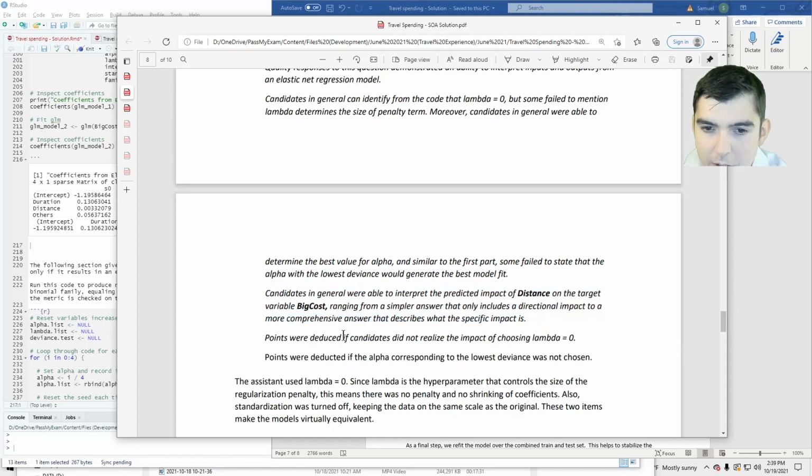Points were deducted if candidates did not realize the impact of choosing lambda equal to 0. That's the part about what the assistant said. Points were deducted if the alpha corresponding to the lowest deviance was not chosen. So this could be different depending on your model, depending on what you did to the data before. If you removed other observations, that could make a difference.